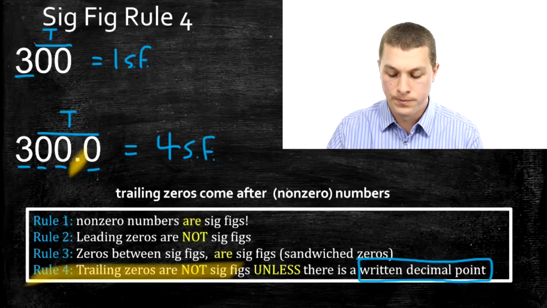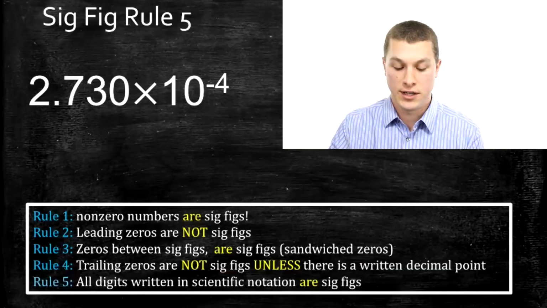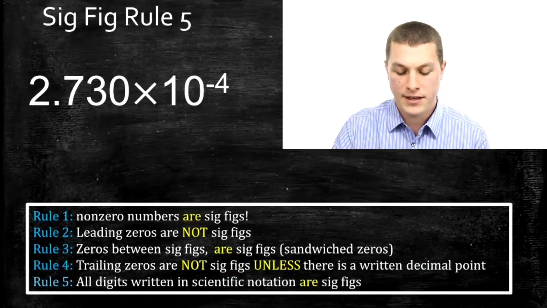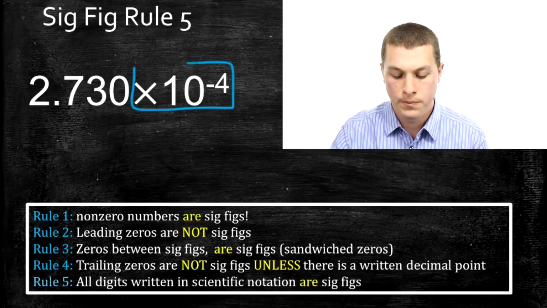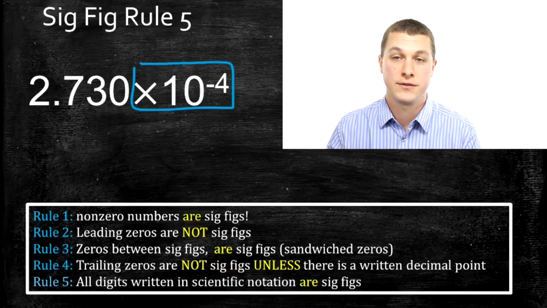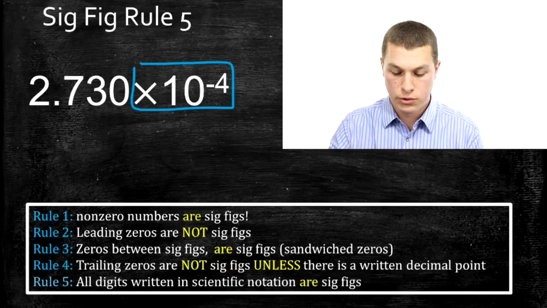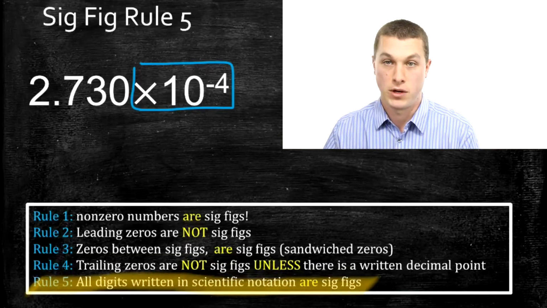All right, last rule. Luckily, this one's a pretty straightforward one. It's about numbers in scientific notation. So whenever you see that times 10 to the whatever, so here in this top number, you see times 10 to the minus 4, you know that you're dealing with a number in scientific notation. And the rule here is for significant figures, every digit written is a sig fig. So rule 5 just says all digits written in scientific notation are sig figs.